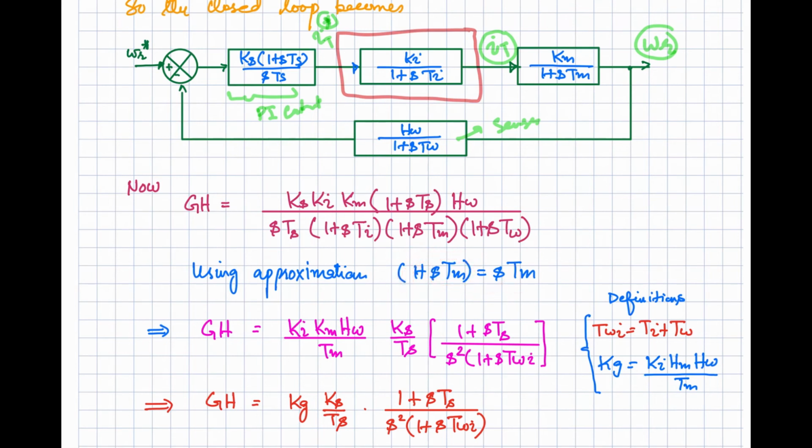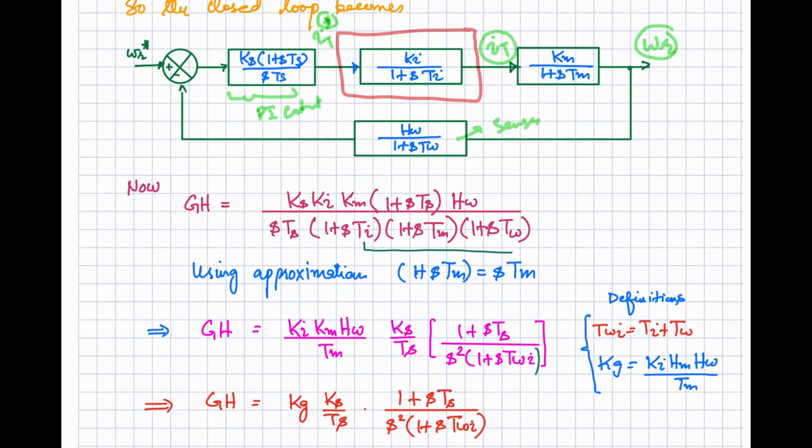So this will be approximated as only STM. Using this approximation, this GH can now be simplified, because this term will be STM, and this will become S square, and you will be left with this part, 1 plus S into T omega I. Over here, what is T omega I? That is equal to Ti plus T omega.